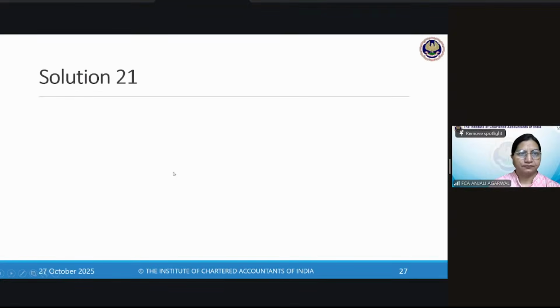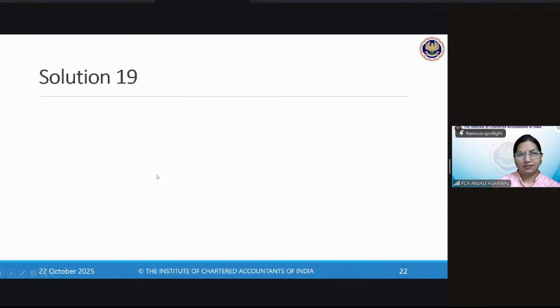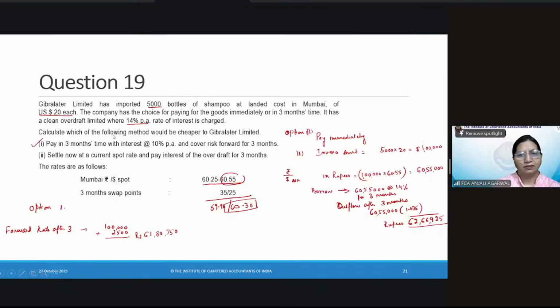Can you explain these swap points? Okay, I could not understand. Okay, I'll do that. See, there is a payment of 1 lakh US dollar to be made. No, I'm asking about how you added and subtracted these swap points in the spot rate. When is this added and subtracted?